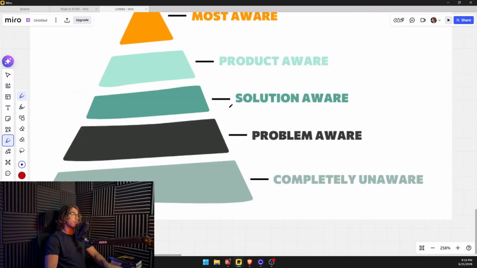So solution aware is people who are already aware of different types of solutions. For example, let's say you're dealing with back pain. In terms of solutions, there's like 100 different things you can do. Maybe you can try stretching, that's a solution. Maybe you can try some sort of weird exercises, that's a solution.